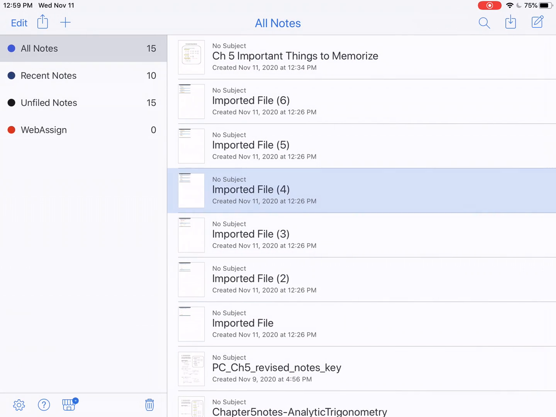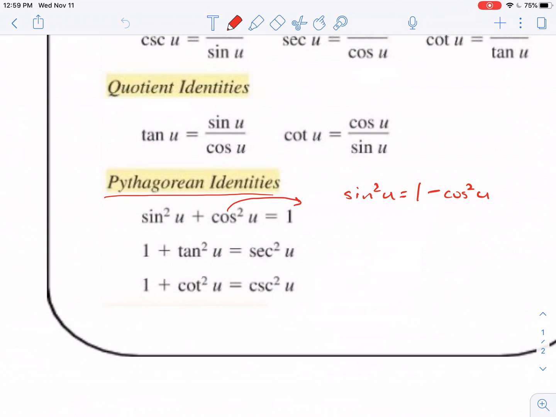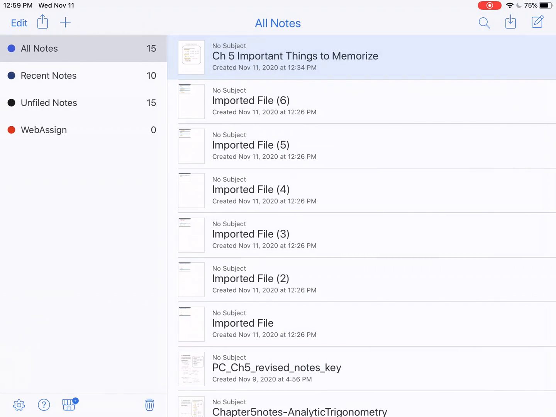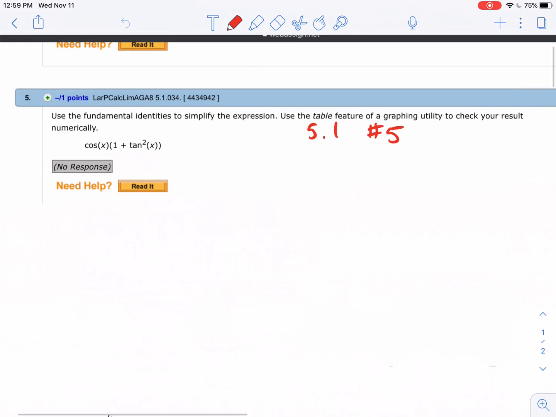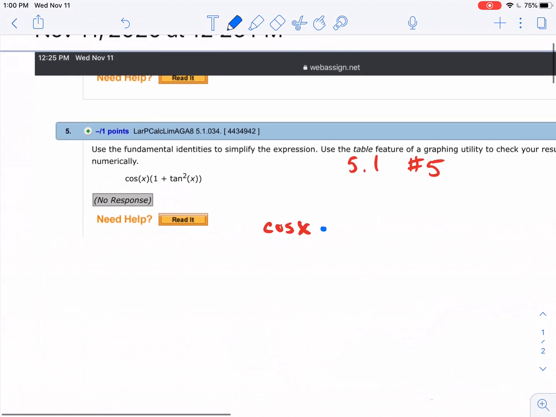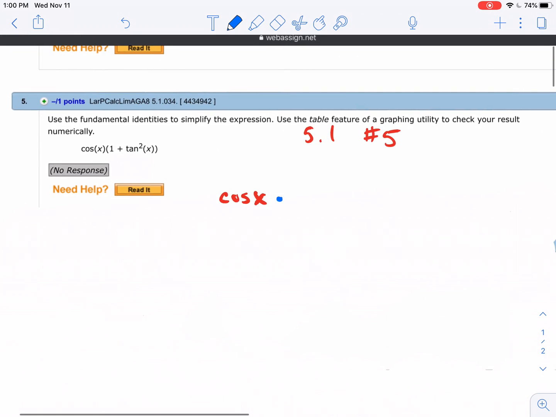If you go back and look at things to memorize, remember that 1 plus tangent squared is equal to secant squared. So what I have is a cosine of x, and then I'm going to switch 1 plus tangent squared to be secant squared of x.